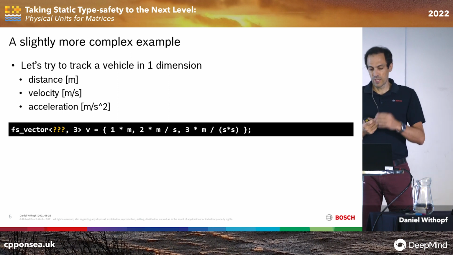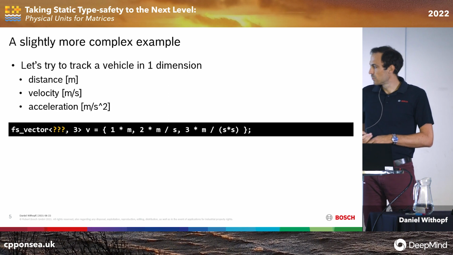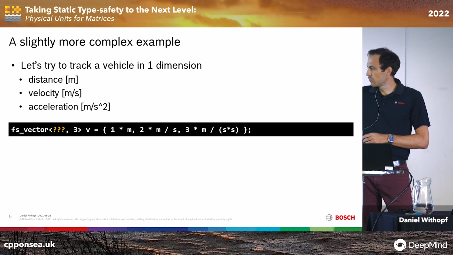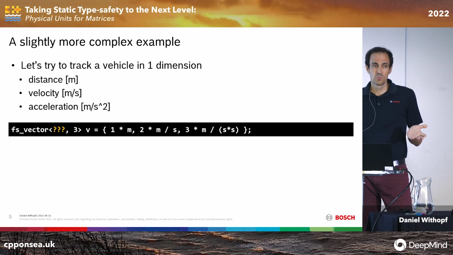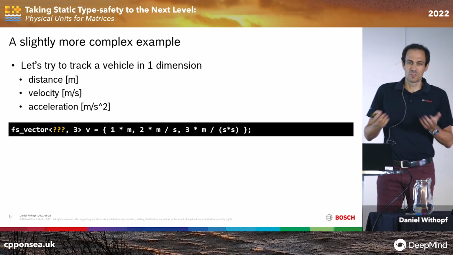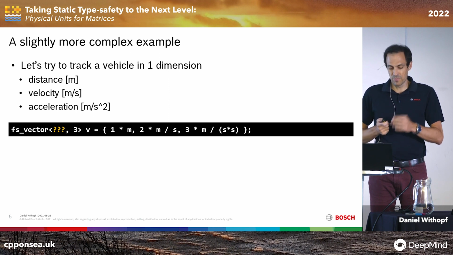Now we try to create such an fs vector here. On the right-hand side, we have 1 meter as the first entry, 2 meters per second as the second entry, and 3 meters per second square as the third entry. But now the question is, what should be the value type of that vector? So these are different types, as we said. We have strong type safety, so meters and meters per second is a different type. So it's not possible to name the value type here.